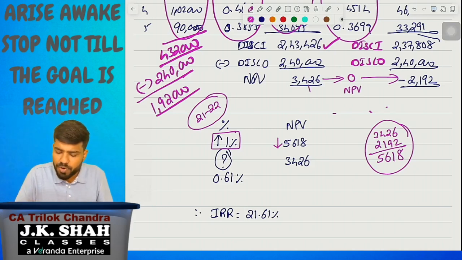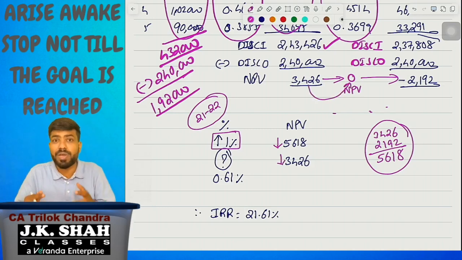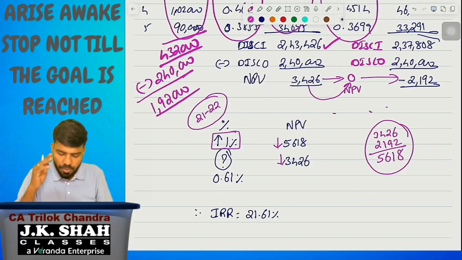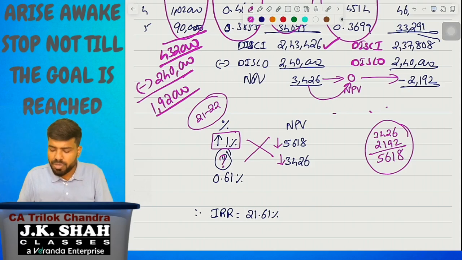But to make NPV 0, how much should be decreased? Means 3,426 should become 0. So the decrease that we are expecting to make NPV 0 is 3,426. Are you understanding? Now do the cross multiplication. How to do that? 3,426 into 1 divided by 5,618. You will get 0.61%.